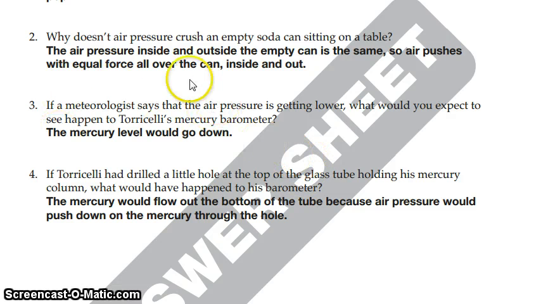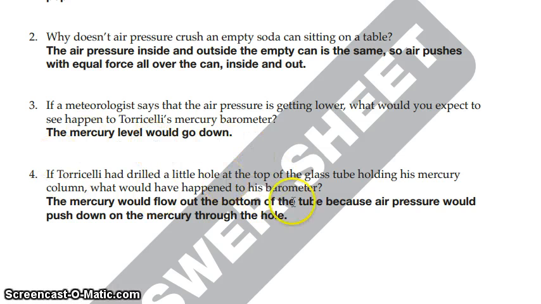If a meteorologist says the pressure is getting lower, what would we expect to see happen to Torricelli's mercury barometer? The level would go down. There wouldn't be as much air pushing on the mercury in the bowl, so the bowl would fill up more, and the mercury would come down the tube inside of the barometer.